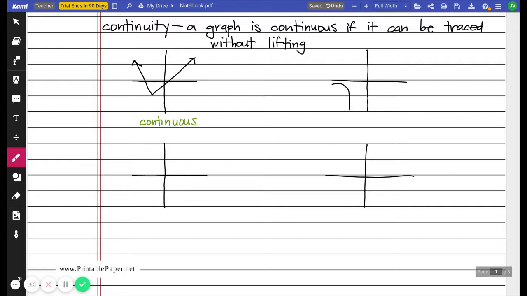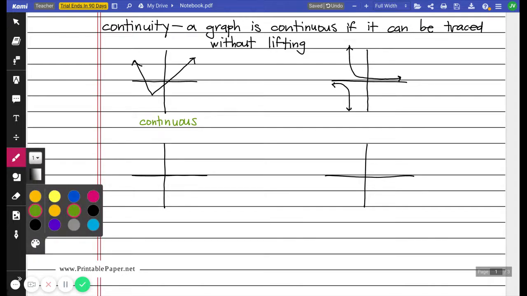So the first discontinuous graph has what's called infinite discontinuity, and that happens when you have an asymptote. So in this graph, we've got kind of an asymptote here where the left side of the graph is going down to negative infinity, and the right side of the graph restarts at positive infinity. So this graph is discontinuous, and it has what's called infinite discontinuity, because of the fact that the arrows are at the infinities.